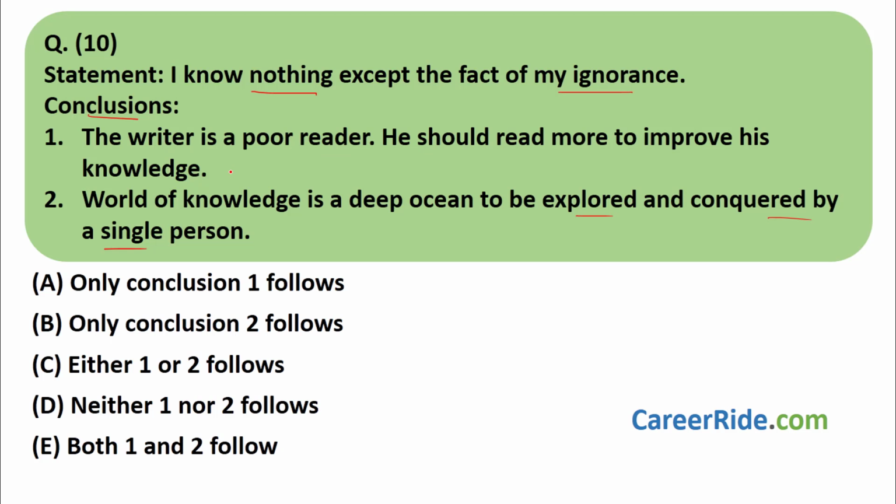Now where in God's name is it given that the person is a writer? So this is not at all related to the statement, or we can say this is assuming that the person is a writer. Now again we will see the statement. The writer is a poor reader. Where does it say that the writer is a poor reader? The person might be a very good reader, but still the person might not know anything. So the person might be a good reader, but still not knowing anything. So again this is a doubtful thing.